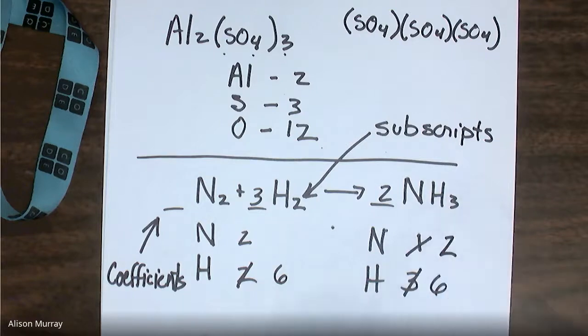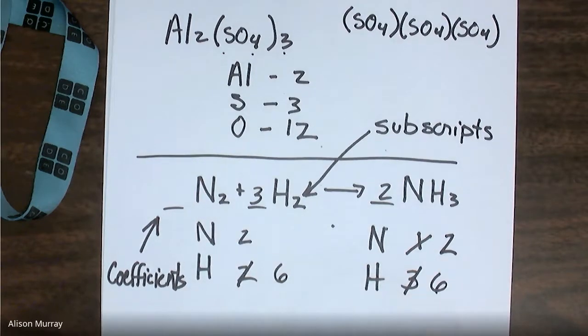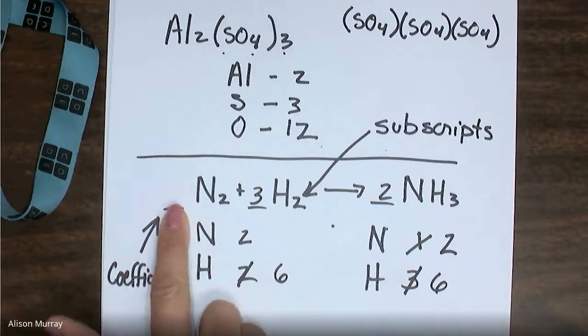So now I have 2 nitrogens there. But I'm lucky since I have 2 there, I now have the same amount on both sides. So it is balanced. Okay, I do not have to put anything here.